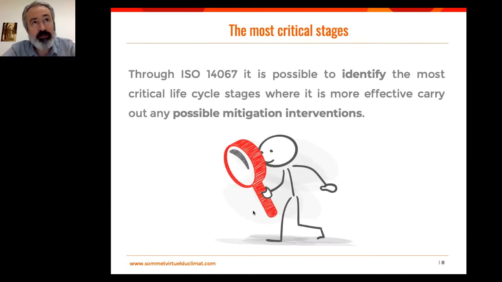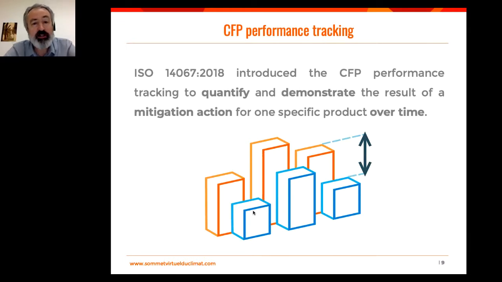It's important to remember that this standard helps the company to identify the most critical life cycle stages of their products. This is the first step in the direction of a more active mitigation intervention. To know the critical phases is the first step before starting effective mitigation action. In this direction, it's interesting to underline that the standard introduced the CFP performance tracking, and this is exactly an example in the direction of mitigation, because it's a way to compare 2 different products over time in order to show the benefit of a specific mitigation action.